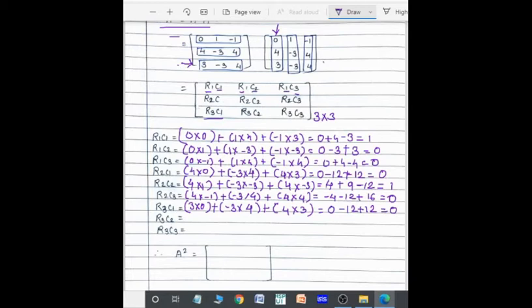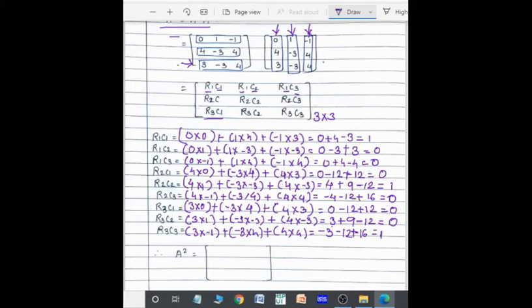For R3C2, third row and second column, we multiply 3 into 1 plus minus 3 into minus 3 plus 4 into minus 3. That is 3 plus 9 minus 12, again 0. Now we multiply the third row and third column: 3 into minus 1 plus minus 3 into 4 plus 4 into 4. This is minus 3, this is minus 12, plus 16. Minus 15 plus 16 is 1.